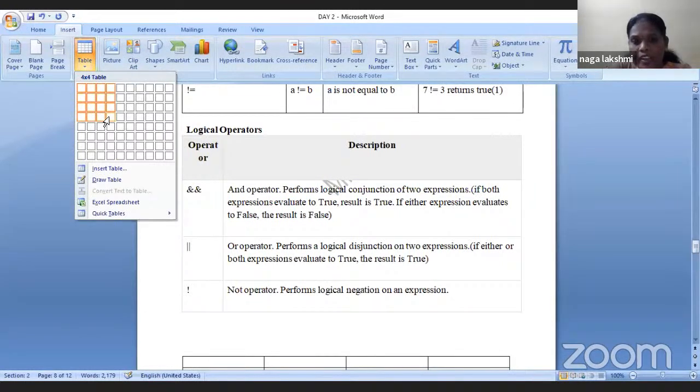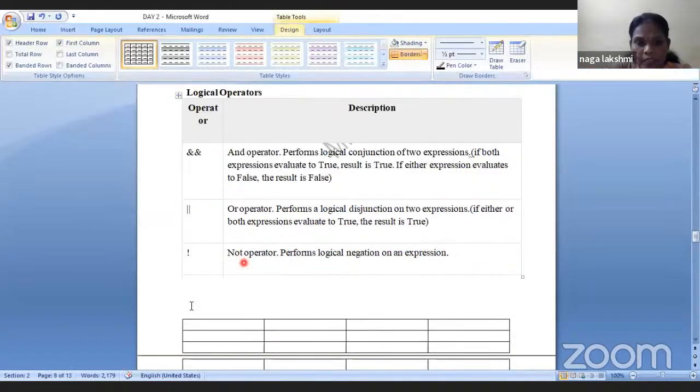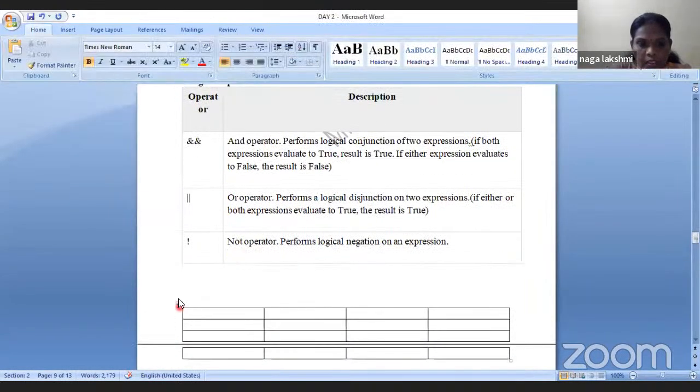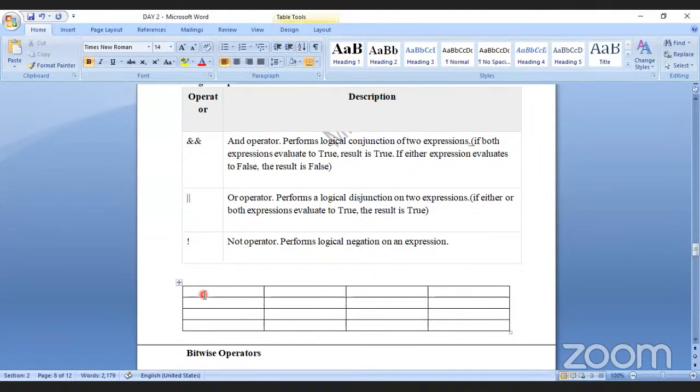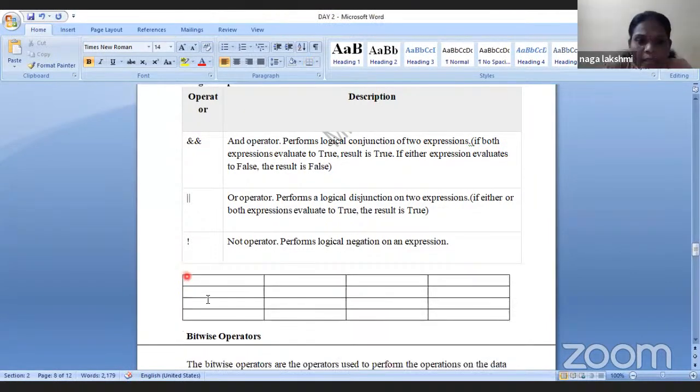Okay, here I have taken one table. Everyone can see the table here. Yes, ma'am. So here I am taking P as a variable, and here Q. Okay. So here we remember, right?